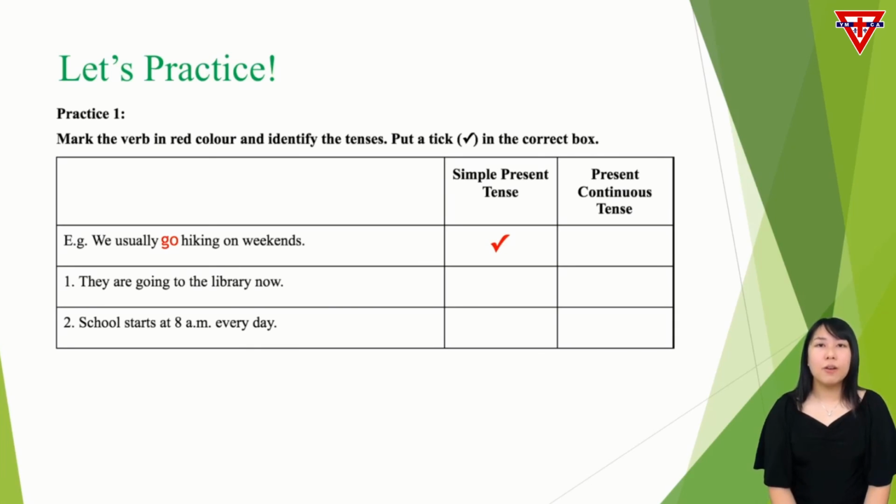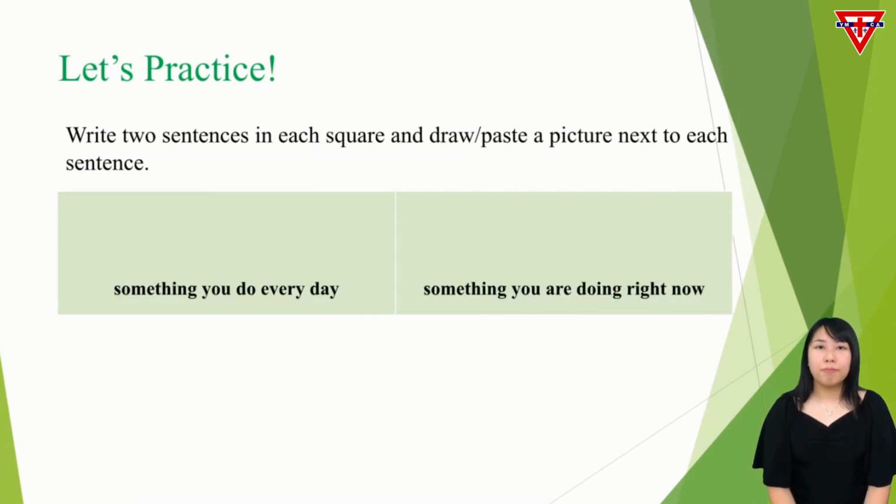Next, let's take a look at question 1. They are going to the library now. Are going is the verb of this sentence, and the verb ing form tells us that it is in present continuous tense. For question 2 to question 8, you may try them on yourselves.